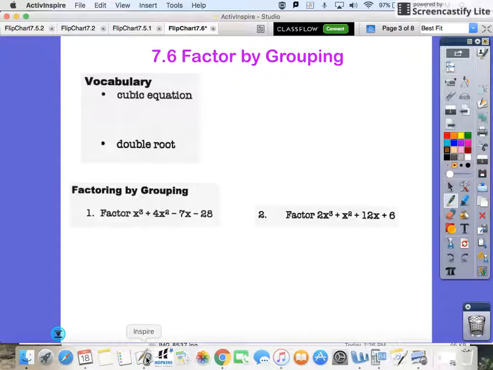This is lesson 7.6, factor by grouping for Algebra 2. There's two terms we have to define, cubic equation and double root.